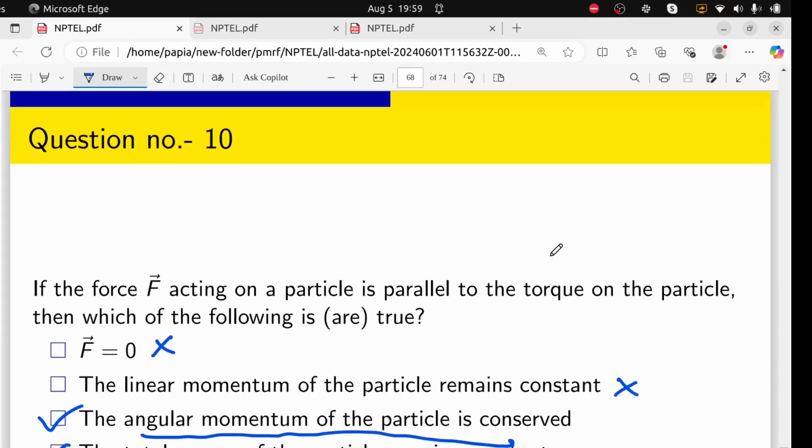If the force acting on a particle is parallel to the torque on the particle, then which of the following is true? We have already seen that this is the case of the central force field, where the force is parallel to the torque. Then we can conclude from there that the angular momentum of the particle is conserved, and obviously the total energy of the particle is always constant. So the main thing is that the angular momentum of the particle is constant, but we can't say anything about the linear momentum. Yeah, that is the thing.